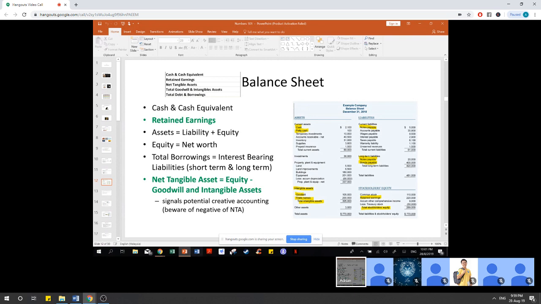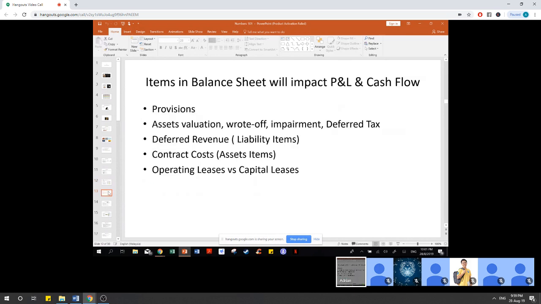So be wary of this. Okay, next. Just now we talked about the items in the P&L and cost. Now we also talk about items in the balance sheet which will impact P&L and cash flow. Number one is the provision. Provision is not a true cash expense, but it's a liability in a company.